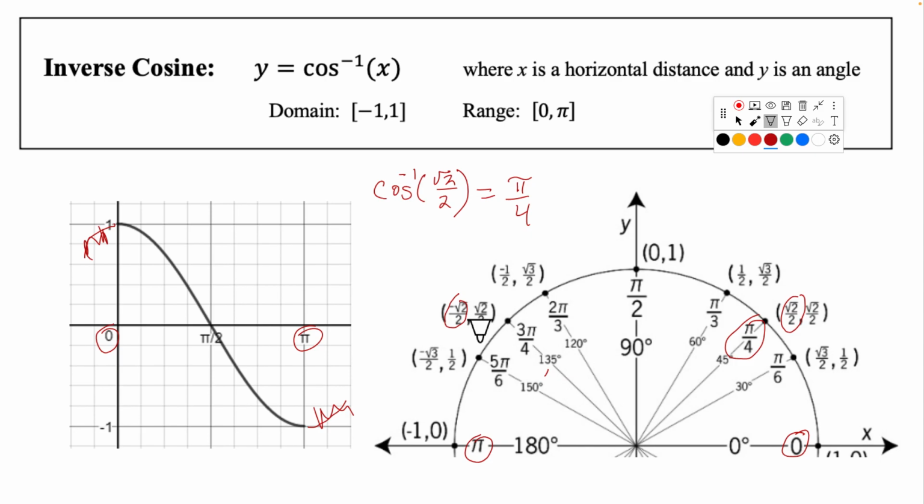How did you get negative square root of 2 over 2? Oh, I picked that out. So this is what we would be given. So this might be a homework problem. They will give you this. You've got to come up with this as the answer.